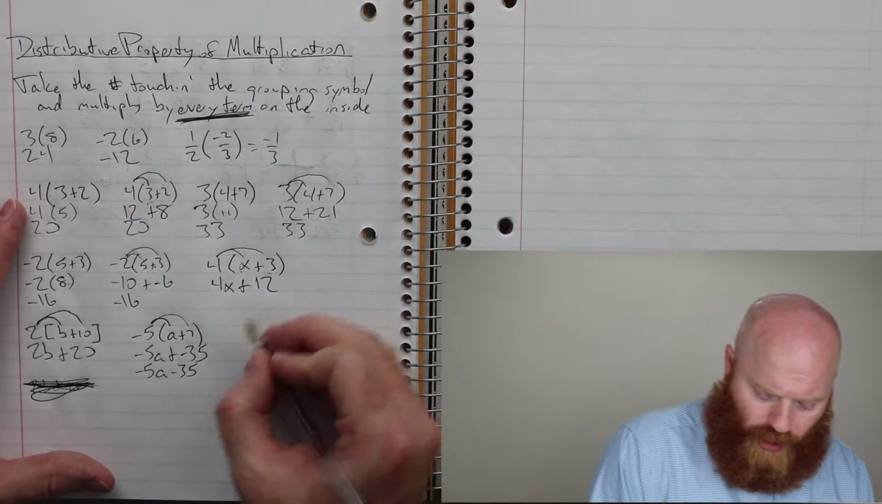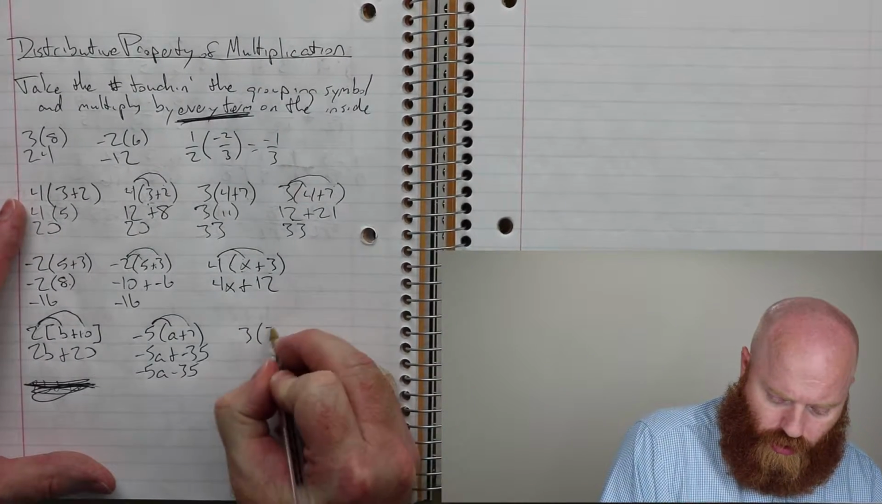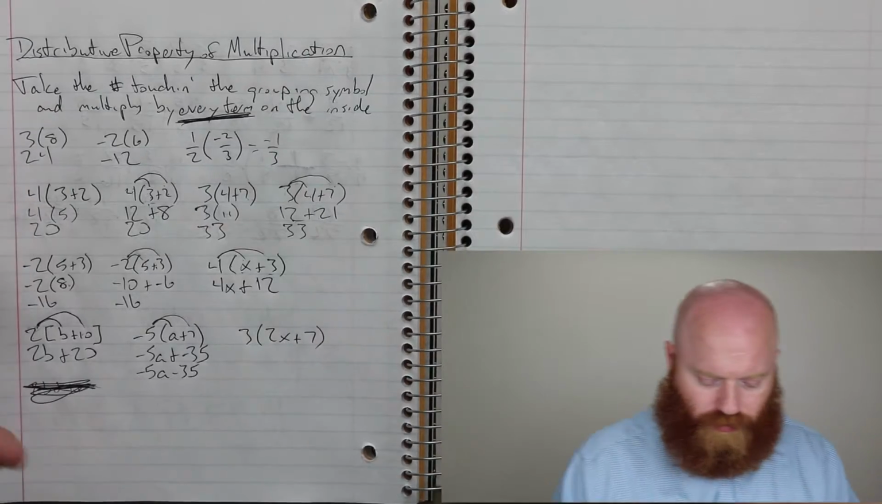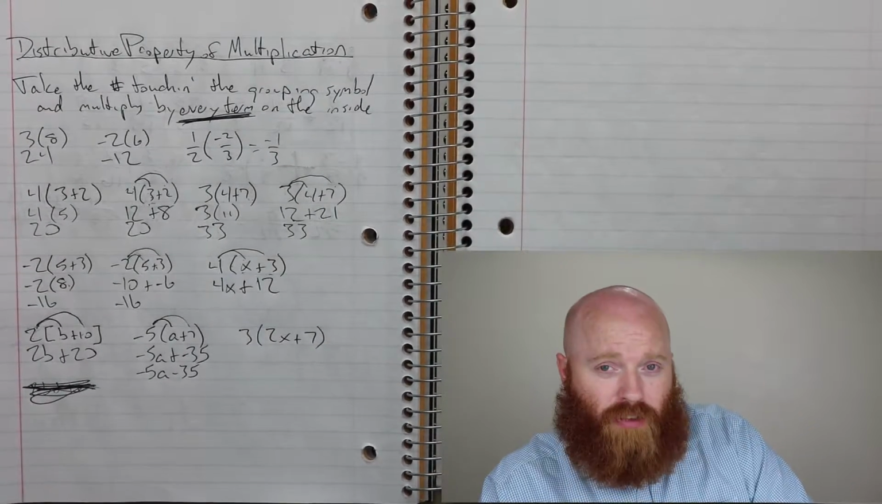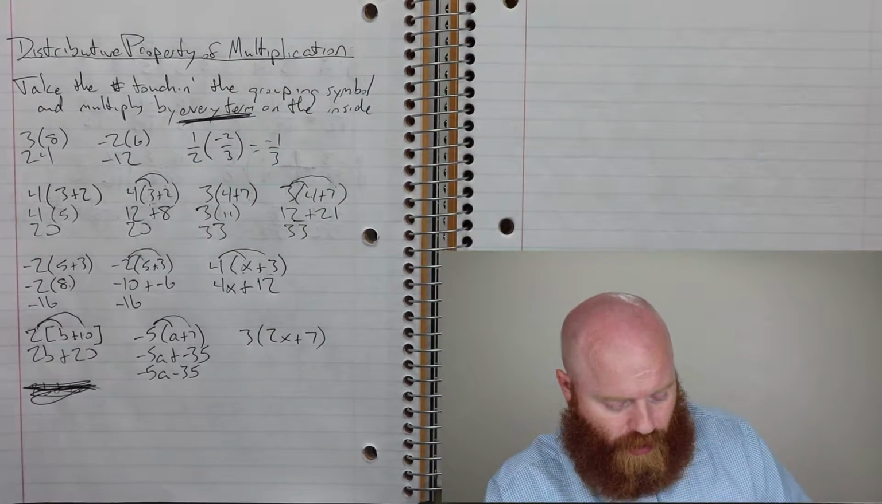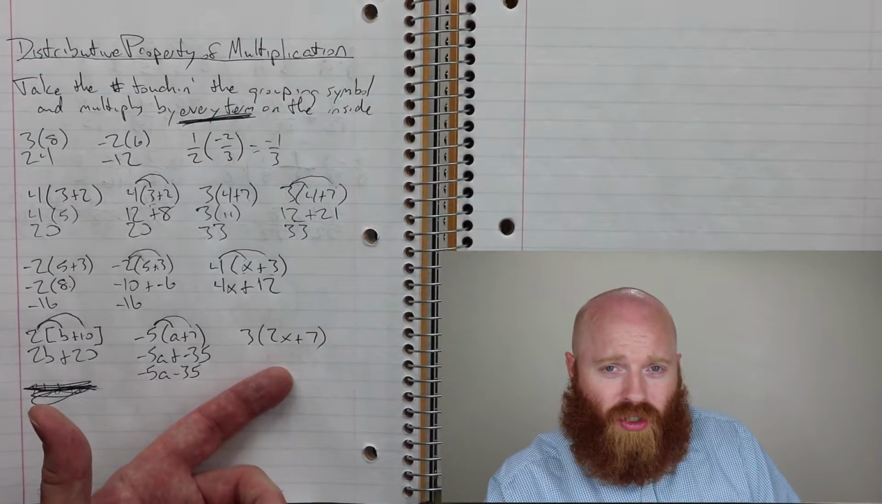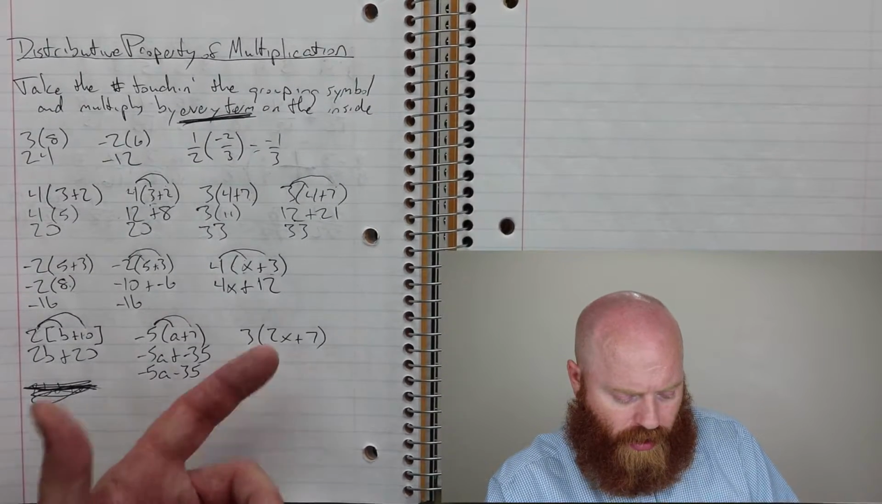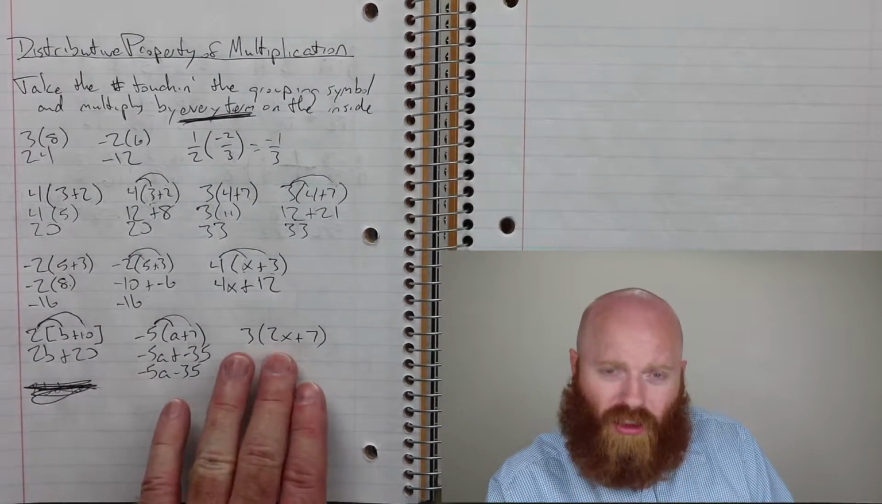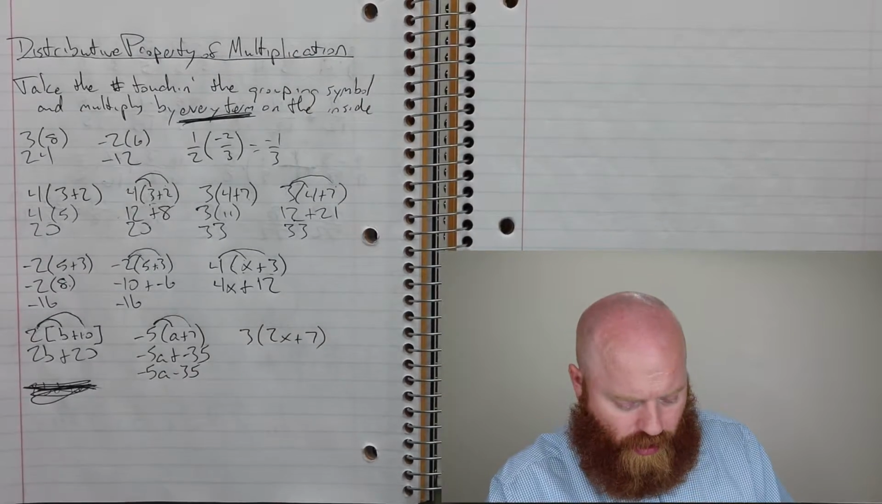So let's keep going. How about 3 times the quantity 2x plus CN? Believe me, I'm going to get into more complicated ones than this, but I wanted to present another one like this to show you that I'm pretty sure you already know how to do it. I think you could do this in your head right now just by looking at it.